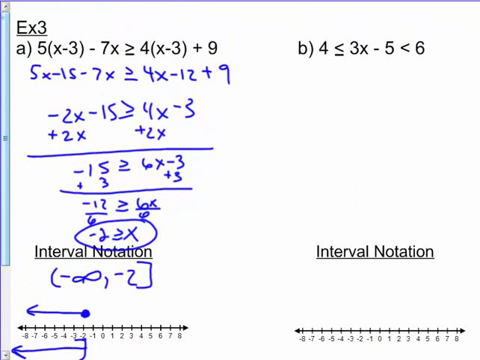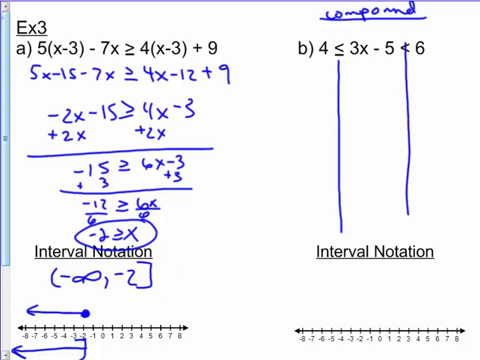In the last one, this is similar to one of the problems we looked at when we graphed it. It's a compound inequality, meaning there are three parts. Usually there's a left side and a right side. Well, now I have three different parts here, the left side, the middle, and the right. So I'm going to work to get x alone in the middle. How do I do that? If I add 5, I'm going to add it to all three parts. So I'm going to get 9 less than or equal to 3x less than or equal to 11.